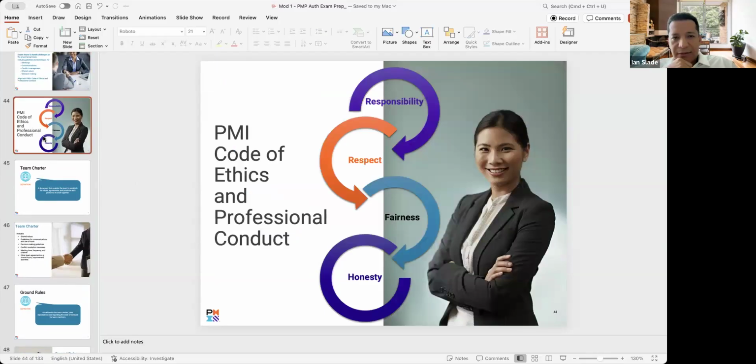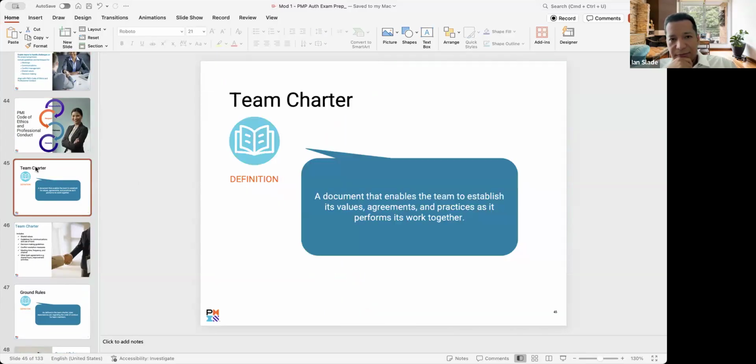All right. So for the code of ethics, the focus is on responsibility, respect, fairness, and honesty. Really basic things that we expect of one another, and not just in projects, but in our day-to-day interactions.